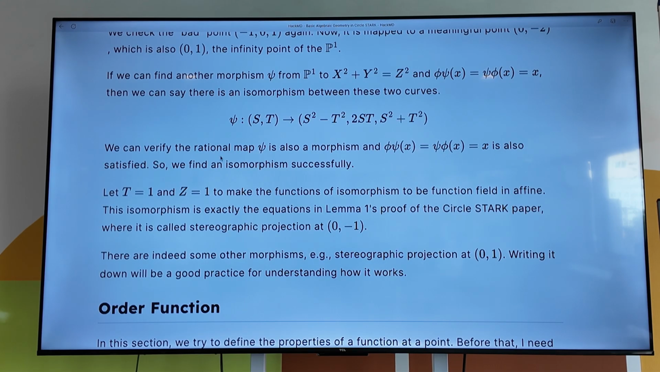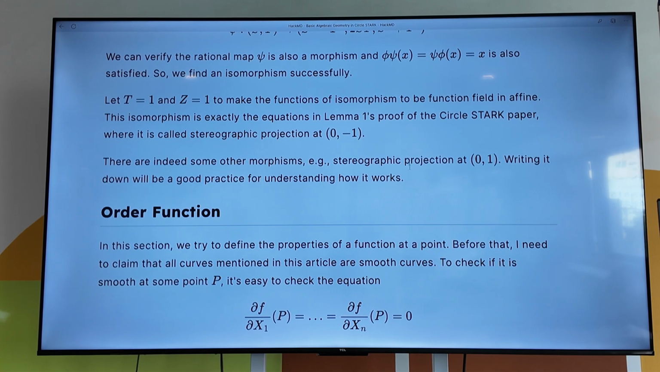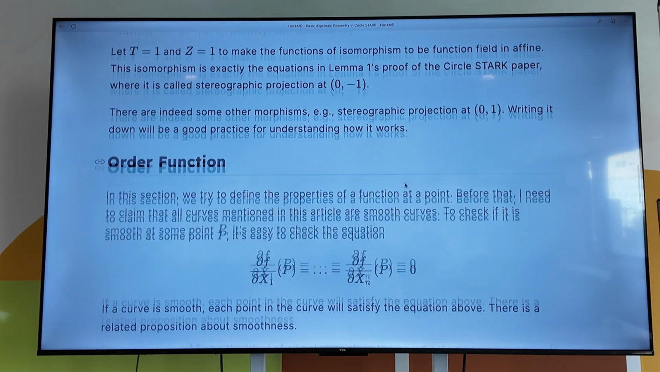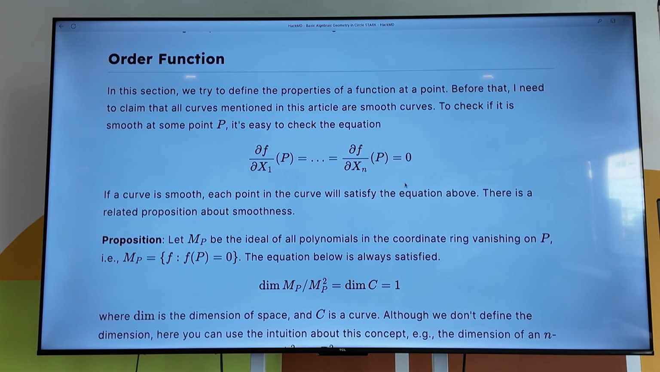That's why the circle Stark paper, which is the circle Stark paper, did not mention it. And another word is called the stereographic projection. It's actually the phi and psi combination. It's just another name.